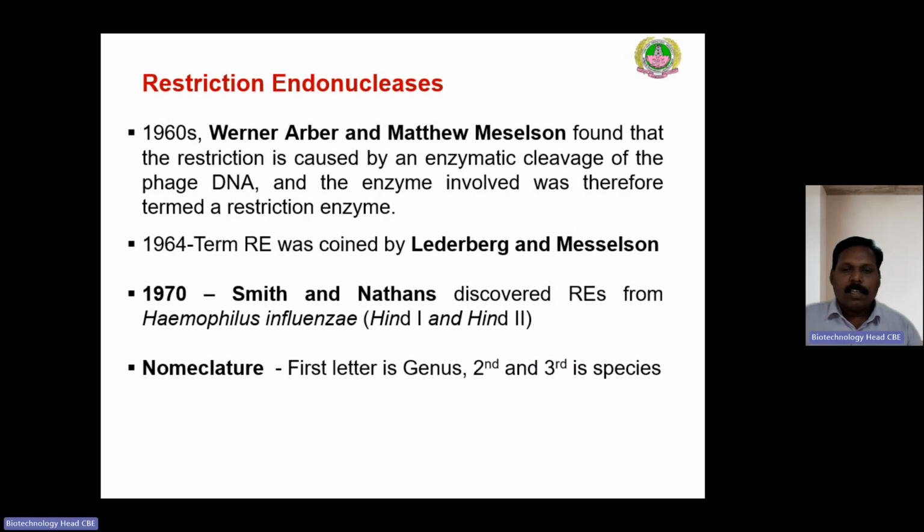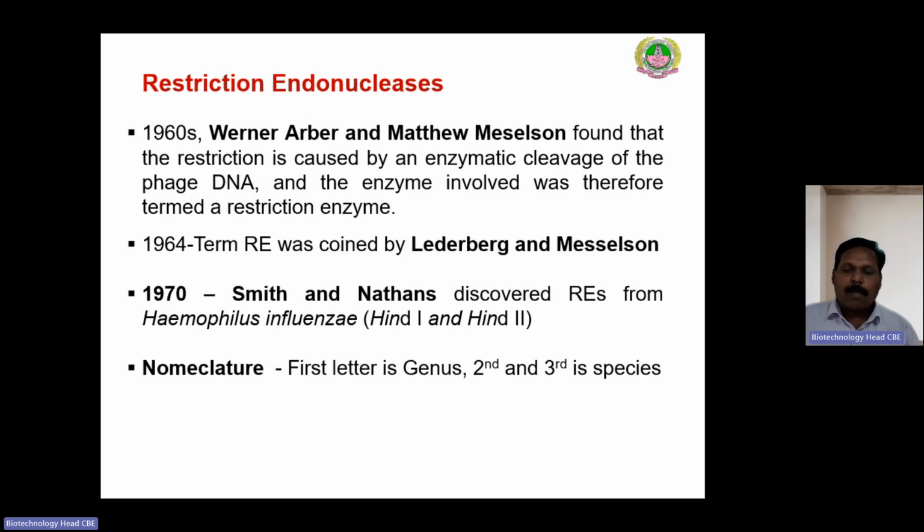Restriction endonuclease, a major kind of DNA manipulative enzyme, was first observed in the laboratories of Werner Arber and Matthew Meselson in the 1960s. They found that the restriction is caused by the enzymatic cleavage of phage DNA. Phages are bacteria-eating viruses, and the enzyme involved was accordingly termed restriction enzyme at a later date. The term restriction endonuclease was coined by Lederberg and Meselson in 1964.